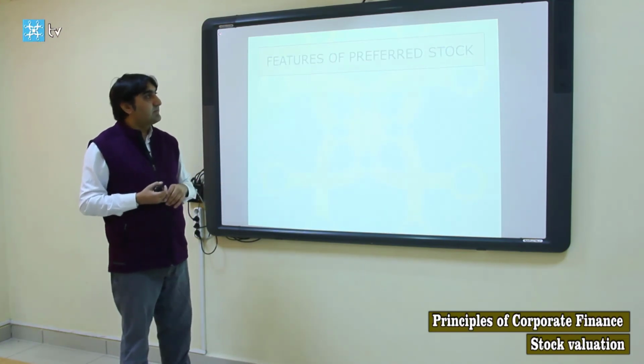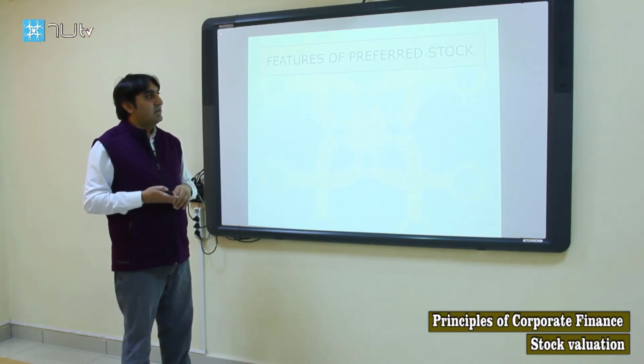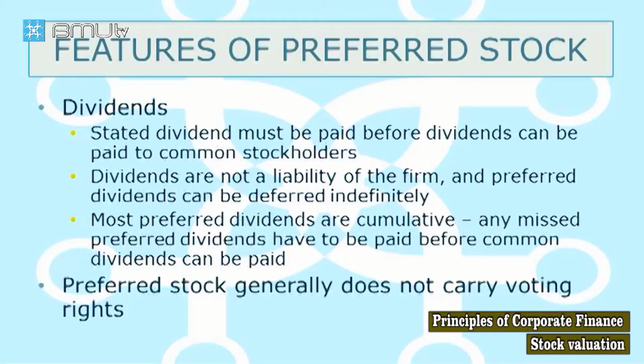And some words about preferred stocks. Preferred stocks, as I said, differ from common stocks. They have some preferences, privileges. The first one is about dividends. Stated dividends must be paid before dividends can be paid to common stockholders. They have some priority in dividends over common stockholders.